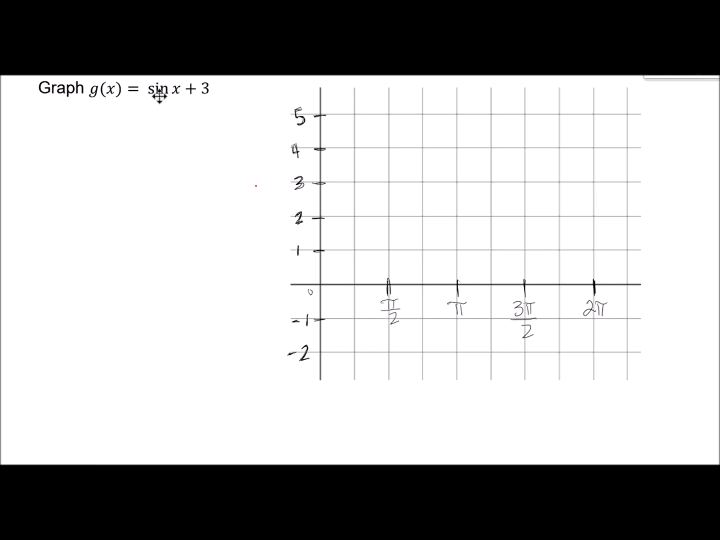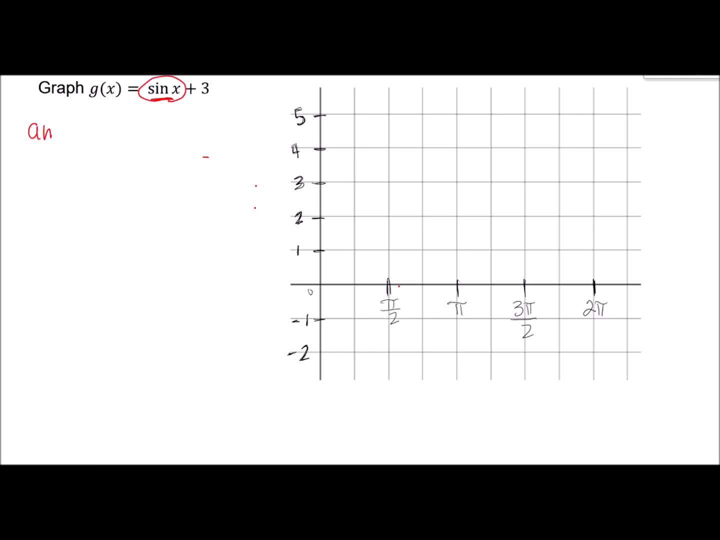Let's try one. So this says take the basic sine graph, okay? Starts here, goes up. Whoops, I didn't space it out right. All right, I need to slow down. Let's start with the basic sine graph. We'll worry about the plus 3 later.